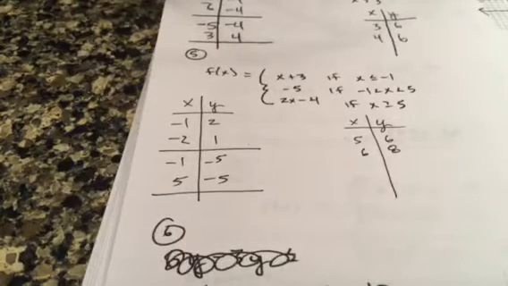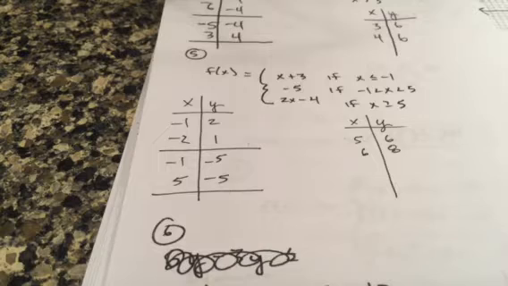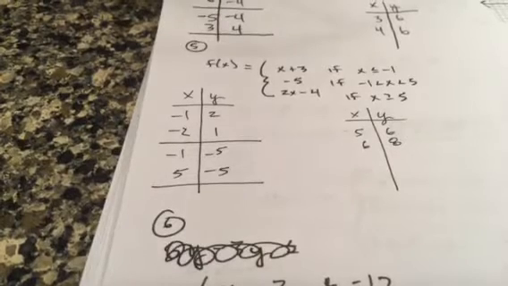Here's number 5. Y equals x plus 3 if x is less than or equal to -1. So use -1, -2. You get a y value of 2 and 1. Then the second equation, use -1 and 5 for your x values. All right, y is simply going to be -5 in both. And lastly, for the third equation, use 5 and 6. And then the y is going to be twice that, -4.